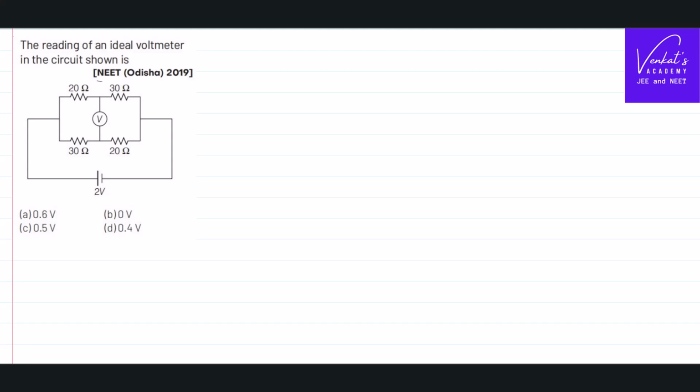This is a NEET 2019 question from current electricity. The problem says the reading of the ideal voltmeter in the circuit is... Here is a voltmeter. First of all, what do you mean by an ideal voltmeter?